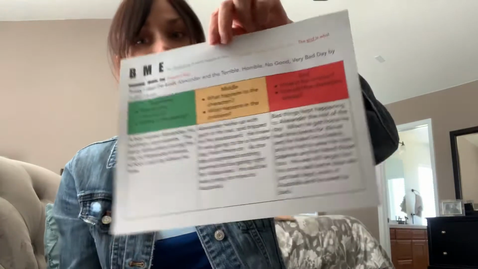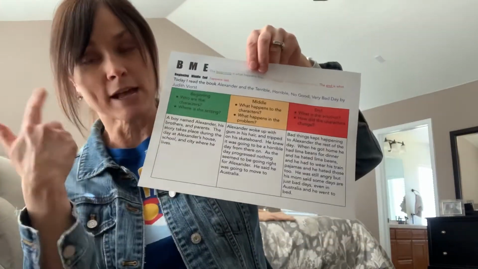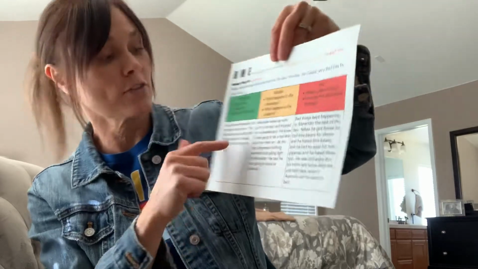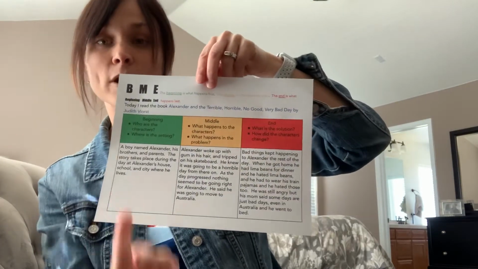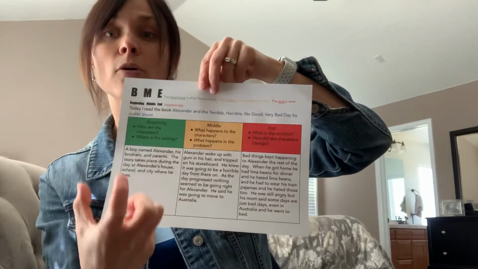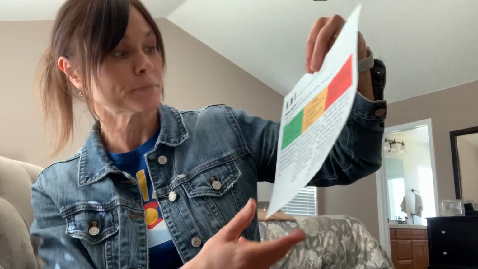Okay, so when you fill out your mat, the green part says beginning, and there are some questions there to help guide your thinking and to help organize your thoughts. Who are the characters? What is the setting? That's what we pull from for our beginning. Characters and setting, just like we did on Tuesday.